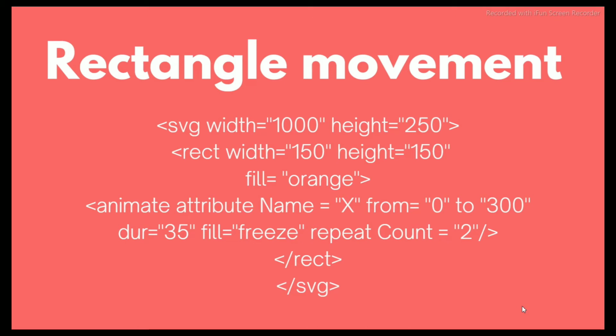Animate is a tag which is used for the animation, along with its attributes, like attributeName equal to x, and it's starting from 0 to 300, meaning the rectangle is moving from 0 to 300, and its duration, which is dur. We will use the fill equal to freeze, which means it is not moving with a transition, it's just moving from one point to another point. And we use the repeatCount, which means it is repeating 2 or 3 or 4 times. It is decided by the repeatCount.